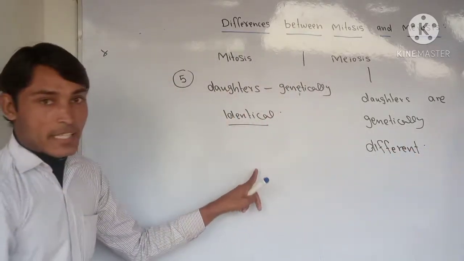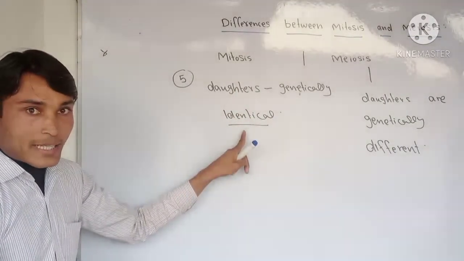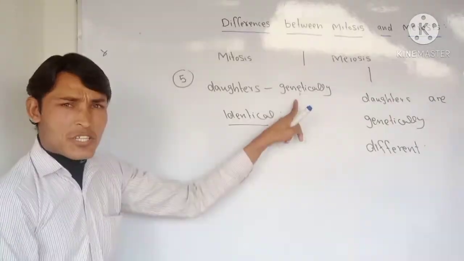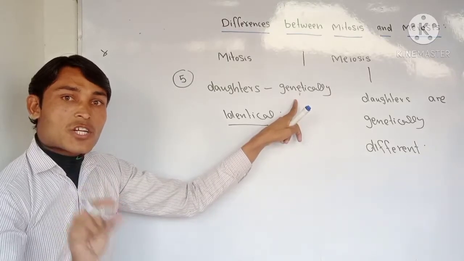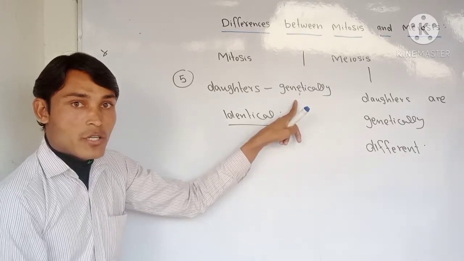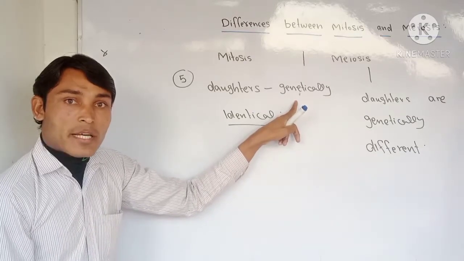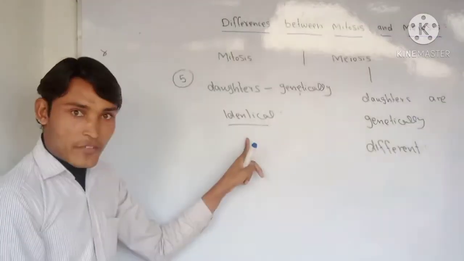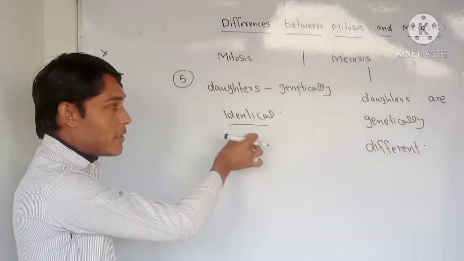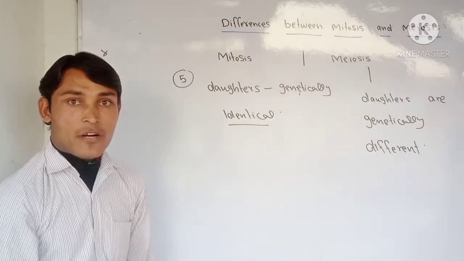So now we get difference number 5: in mitosis, the daughters are genetically identical, meaning on the basis of genes. And what are genes? We can define a short segment of DNA as a gene, and we can also define the basic unit of heredity as a gene. What is the function of genes? Genes are responsible for transferring characters from parent to offspring. So this was the 5th difference: the daughters are identical, meaning similar, while here the daughters are genetically different, meaning contrasting.